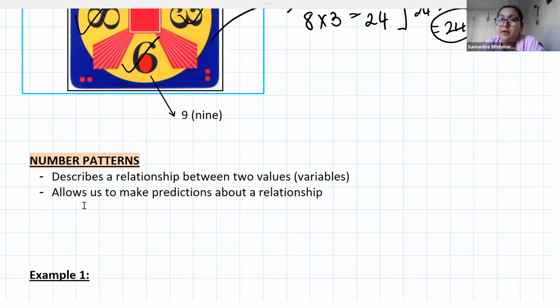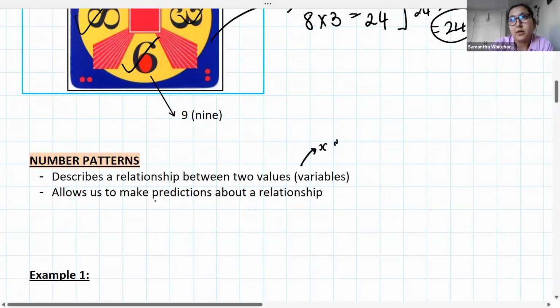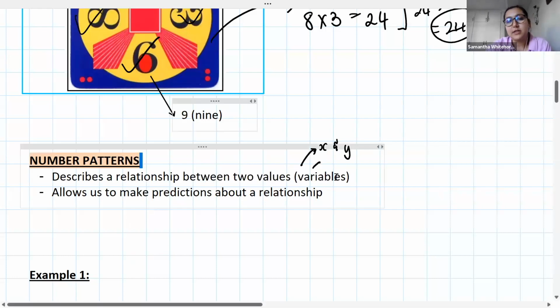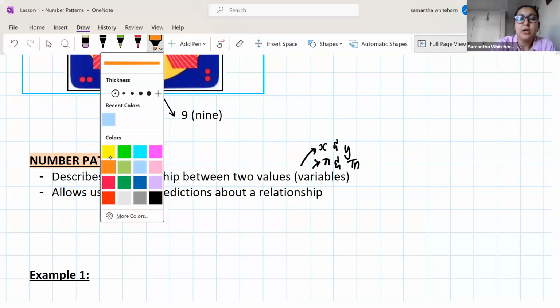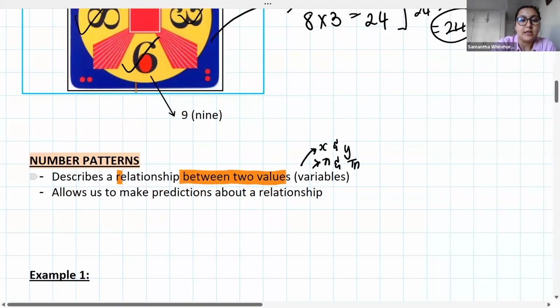All right, so we know that a number pattern describes a relationship between two variables or two values. Often those variables or values are represented with an X and a Y. That's our input and our output. Sometimes some of you use a slightly different notation, where you use N and TN. That's absolutely fine. But essentially, we have two variables and there is some sort of mathematical relationship between those two. And that's essentially what a number pattern is.